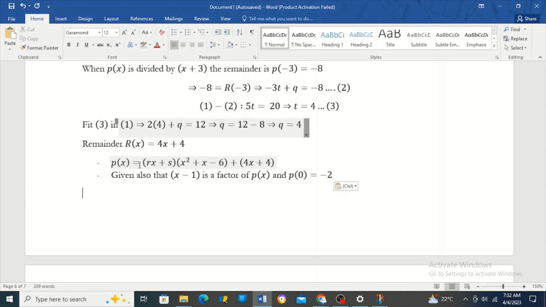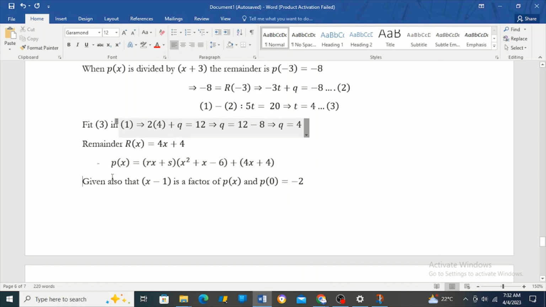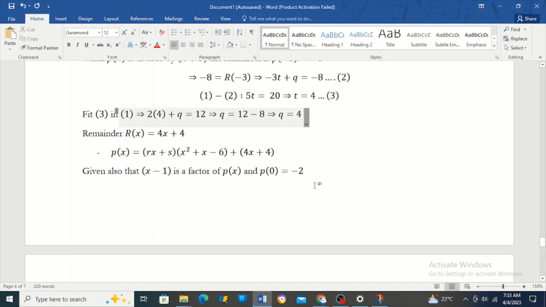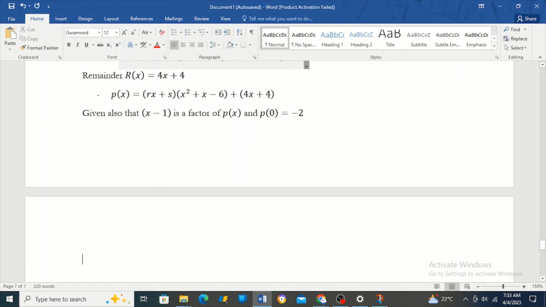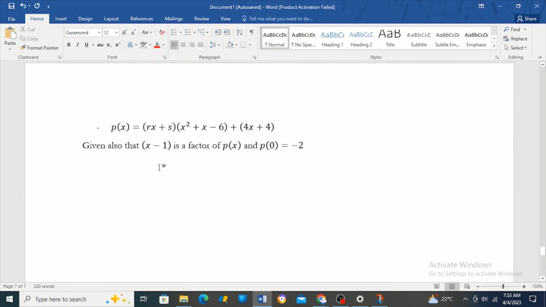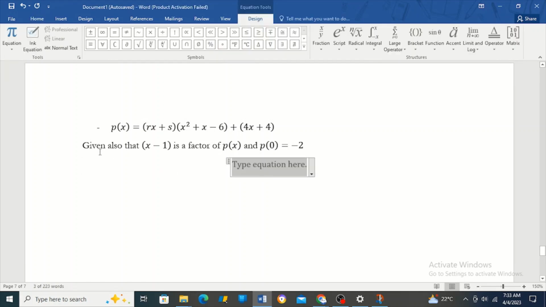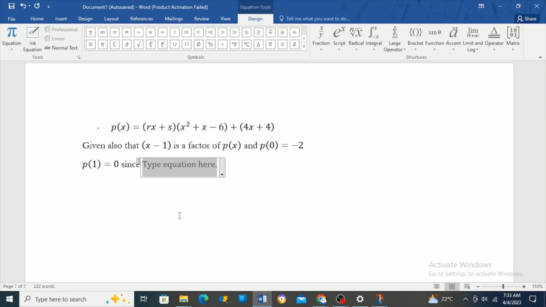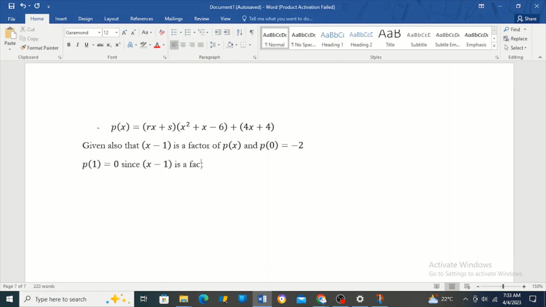Now we have information that x minus 1 is a factor. If x minus 1 is a factor, it means that the remainder is 0 actually. So x minus 1 being a factor, we are going to have that p of 1 is equal to 0. Okay, so let's just go down. Alright, x minus 1 is a factor of p of x. It means p of 1 is equal to 0, since x minus 1 is a factor.